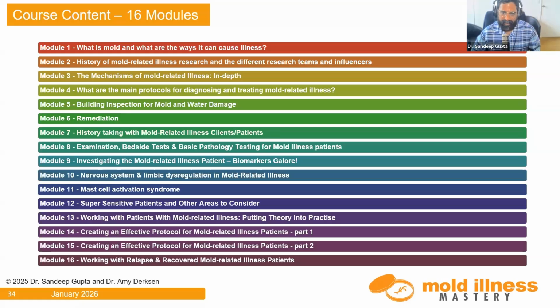Now, then we'll jump into mast cell activation syndrome. Now, Module 10 and 11 are very linked. Nervous system dysregulation and mast cell dysregulation are a bit of a vicious cycle. So they're interrelated, and it's very rare to experience one without the other.